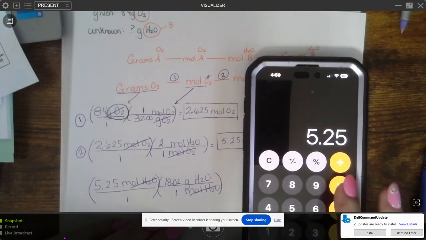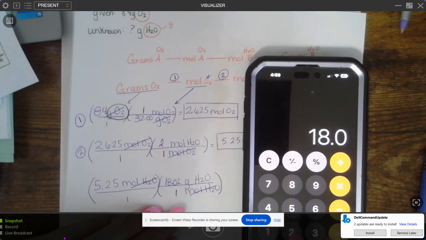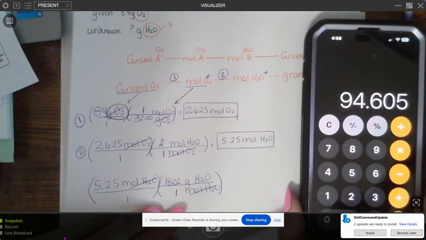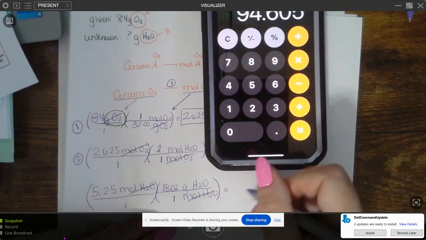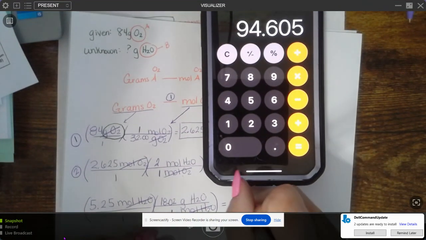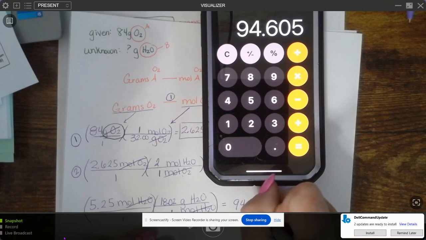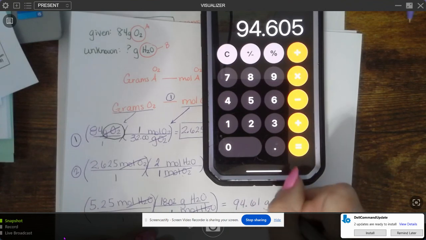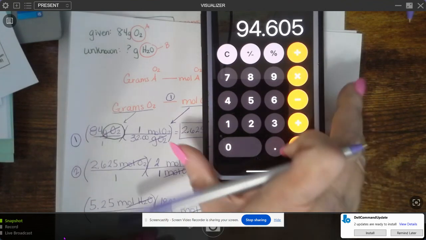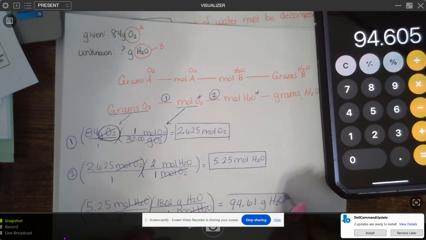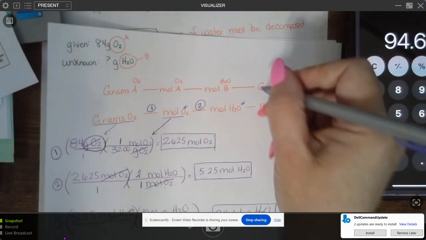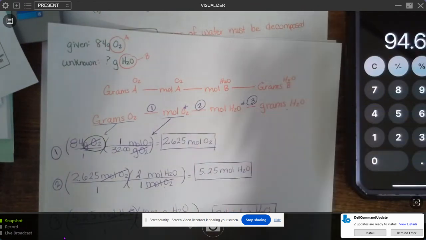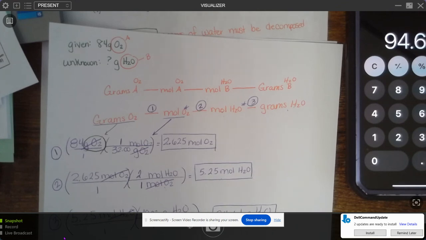Moles of water cancels out. I'm going to multiply times 18.02, and I get 94 point. I'm just going to do 2 places after the decimal now that I've got my final answer. So 94.61 grams of H2O is my final answer. Okay, and that is step 3. So that is how I get from moles of H2O to grams of H2O.